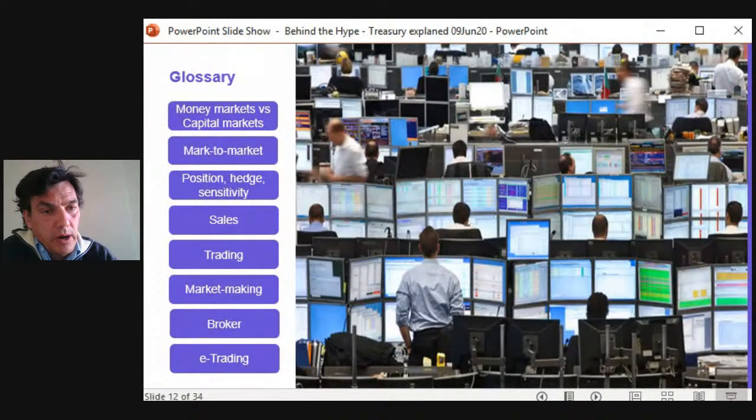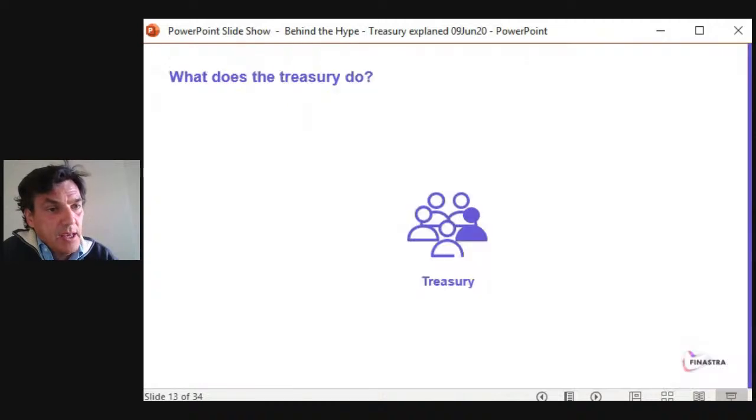And here we have a bit of glossary. I won't explain the terms. If it's not clear for you, I'm happy to answer the questions at the end of the session, obviously. But I hope that you will have a clear understanding enough for this.